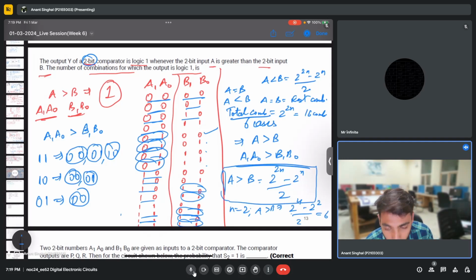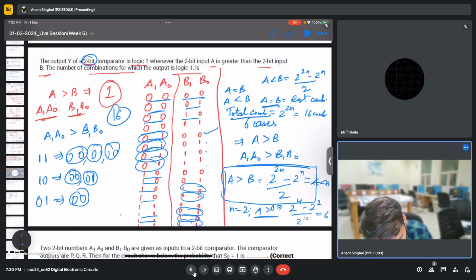There are various questions in GATE also that have come on this concept. So for A greater than B, there will be (2 raised to power 2n minus 2 raised to power n) by 2 combinations, which is also equivalent to A less than B. And the rest of the cases are A equals to B. In this we have 16 combinations, as we already know, out of which 6 are A less than B, 6 are A greater than B, and the remaining 4 are A equals to B.